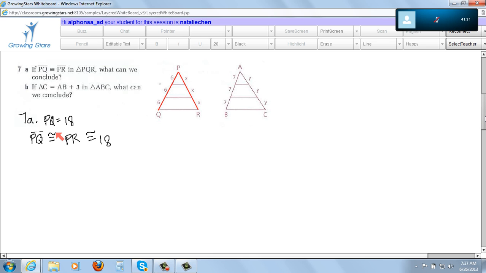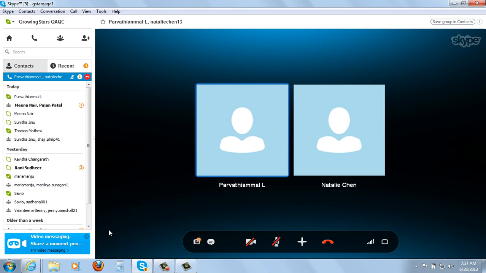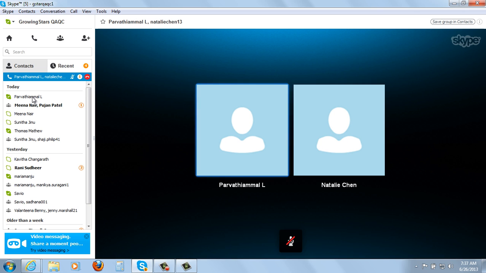We have to use equal. 180 minus 94? Okay, we have to write 180 minus 94. They are a linear pair or supplementary, correct? Or the sum of the angles on a straight line equals 180 degrees, correct? Now it is given here. So you can conclude angle 4 equals 180 minus 94, and PQ equals PR equals 18.